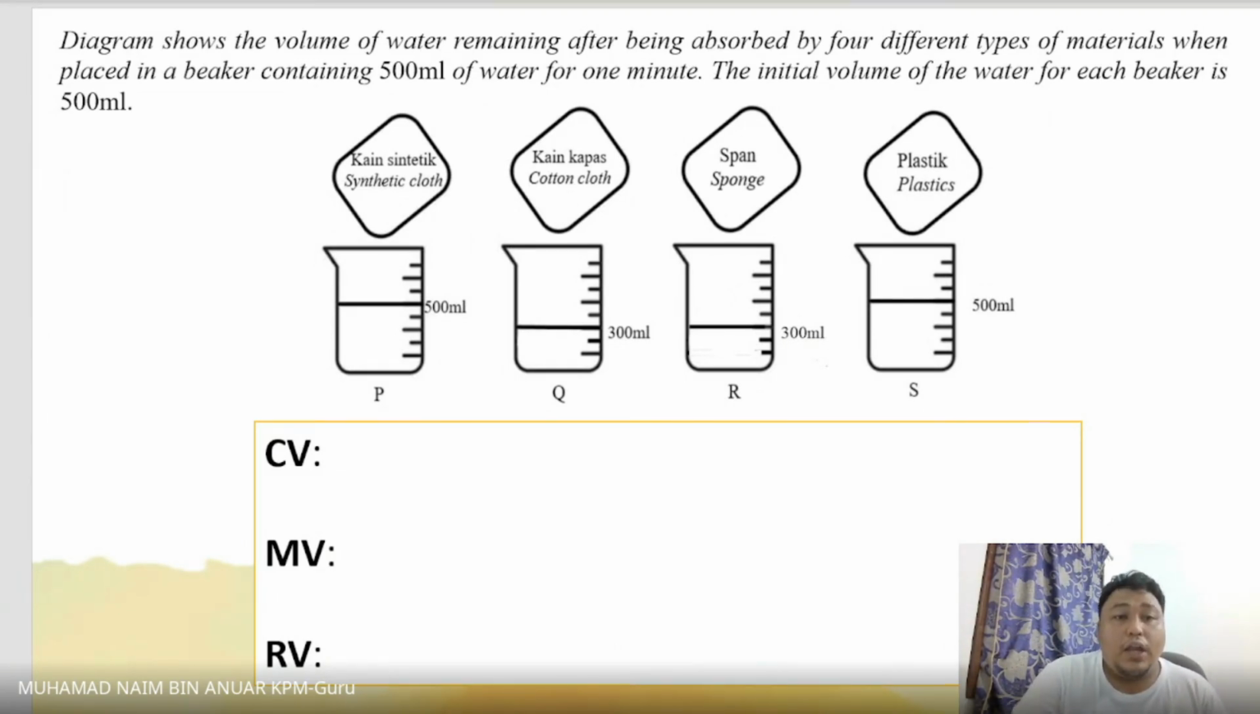Now, the diagram shows the volume of water remaining after being absorbed by four different types of material. Each is placed in a beaker containing 500 ml water for 1 minute. The initial volume of the water for each beaker is 500 ml. Within the question, you can already guess what the MV is. Now, in the comment section, put the MV.